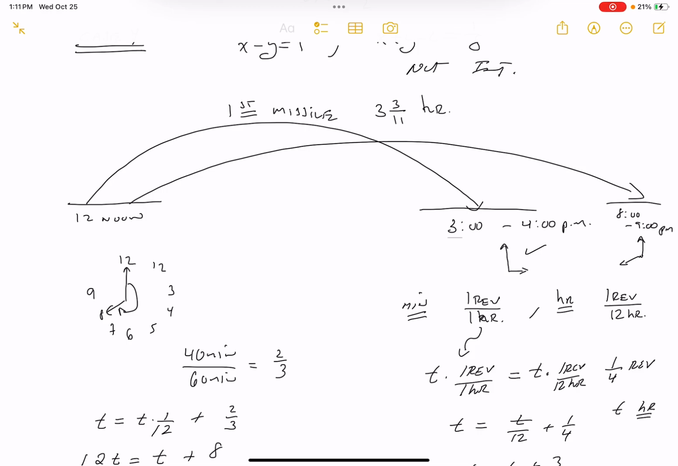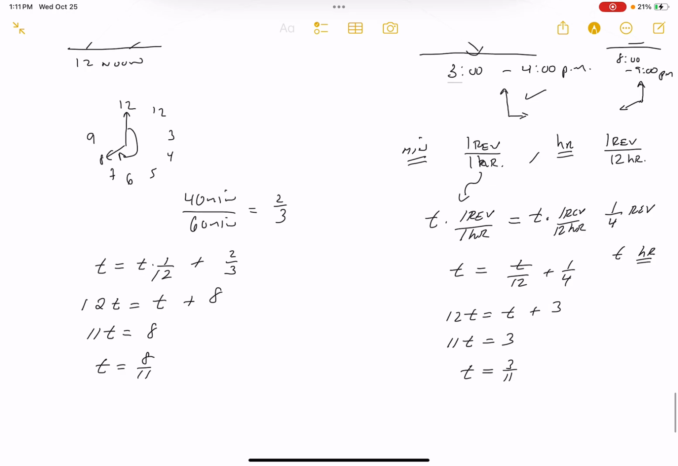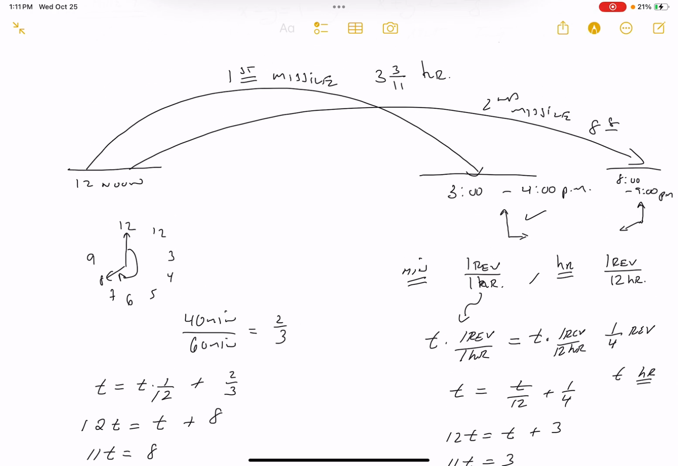So what's this guy over here, this second missile? And again, we'll get back to their question in a moment. I'm just talking about my understanding of this thing. So it's going to be 8, and I just figured the number out, 8/11 of an hour. All right, that's how long it's going to take.